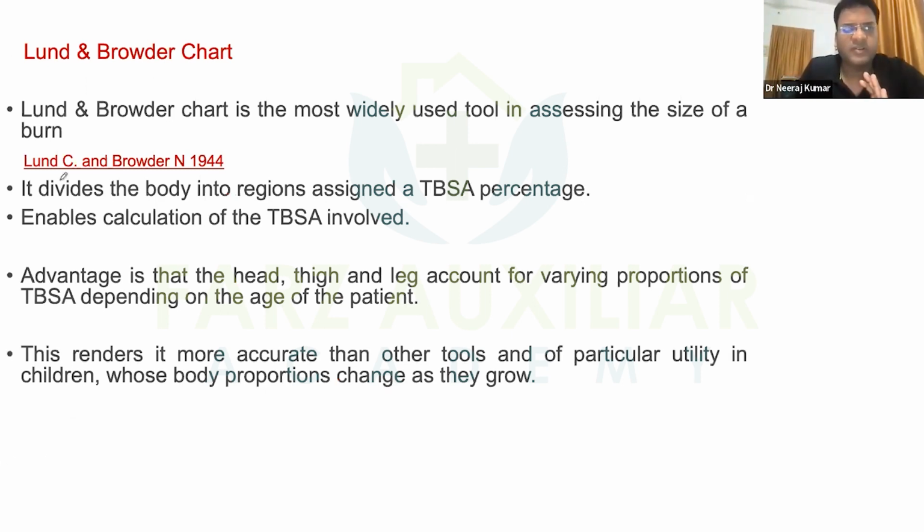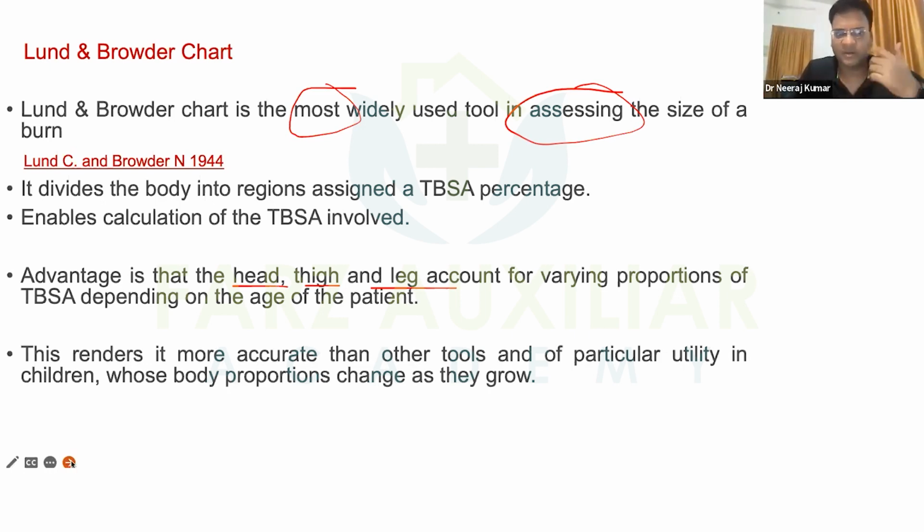Now, the two charts. First is your Lund and Browder chart. It is the most common chart. One question: it assesses the size of the burn, and it divides the body into regions, and they have a specific TBSA percentage, which enables the calculation. The advantage is that the head, the thigh, and the leg count for varying proportions of the TBSA depending on the age of the patient. And this renders it more accurate than other tools, particularly useful in children whose body proportions change as they grow. That's why for children, another chart is there.